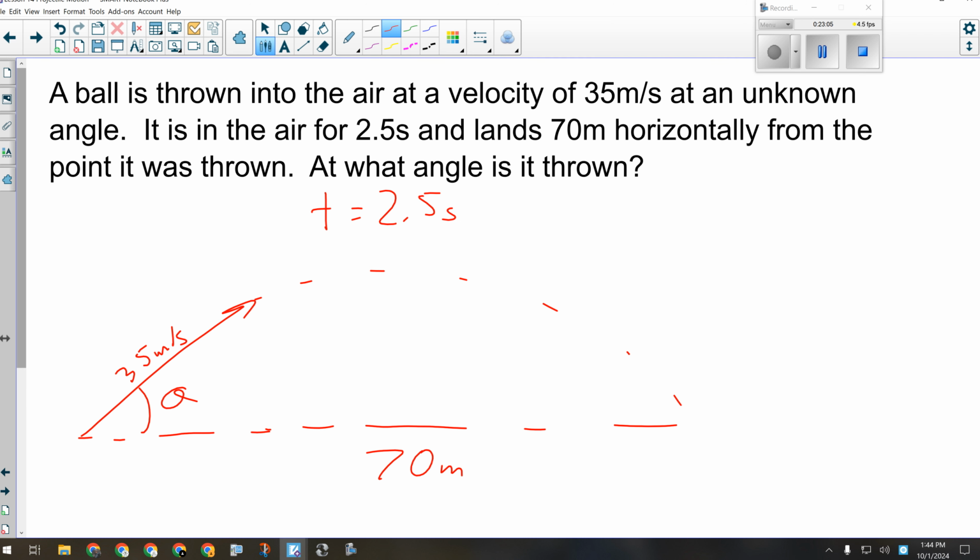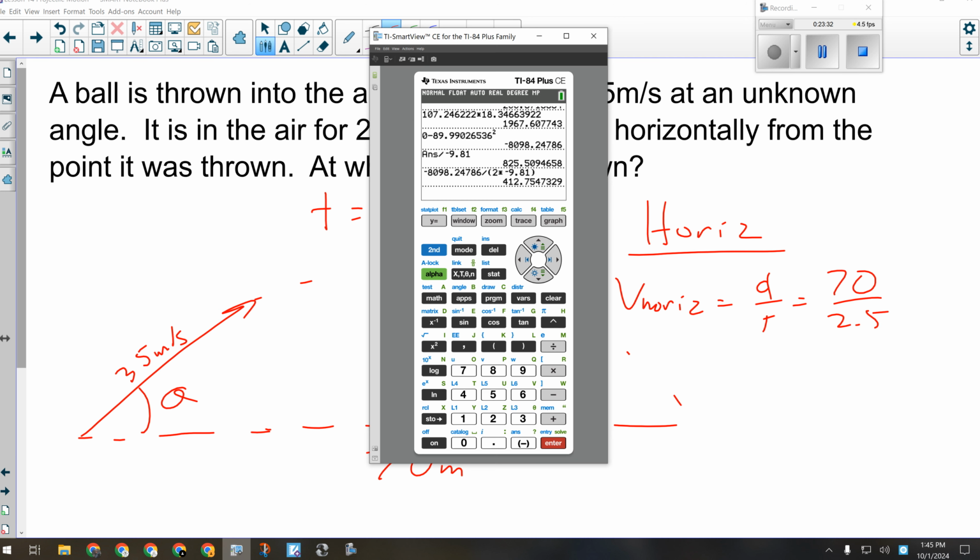So what can I calculate with those two numbers? Exactly. I can calculate the horizontal speed. Even if at this point you don't know why you want to calculate that, it's something you can calculate, so calculate it. So V horizontal equals D over T, and that's going to be 70 divided by 2.5 seconds. That's 28 meters per second.